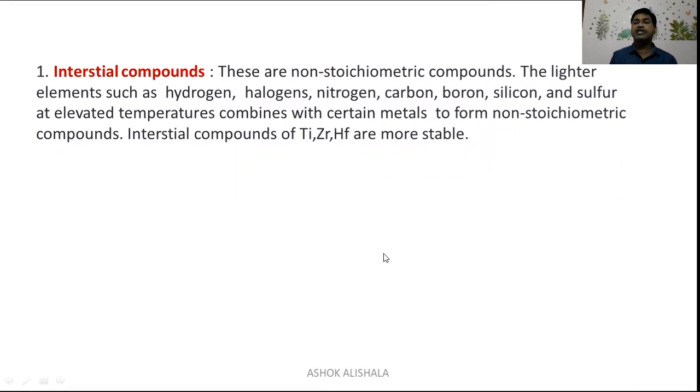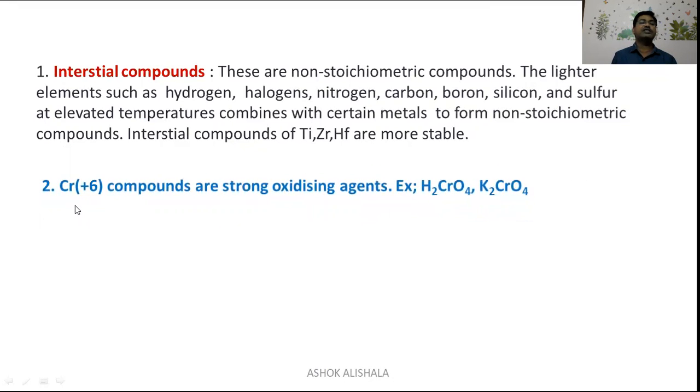First one, interstitial compounds. You know what interstitial compounds are? Interstitial compounds are non-stoichiometric compounds mainly formed by lighter elements like hydrogen, halogen, nitrogen, carbon, boron, silicon and sulfur with certain metals where some interstitial sites are present which are suitable for their atomic size. They interact with the metal without forming a bond. Here, the interstitial compounds of titanium, zirconium and hafnium are more stable when compared to the others. That's why this is the only right statement.